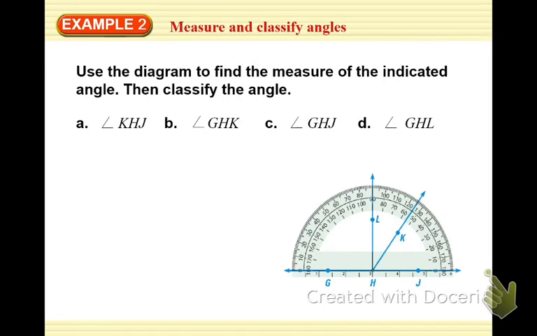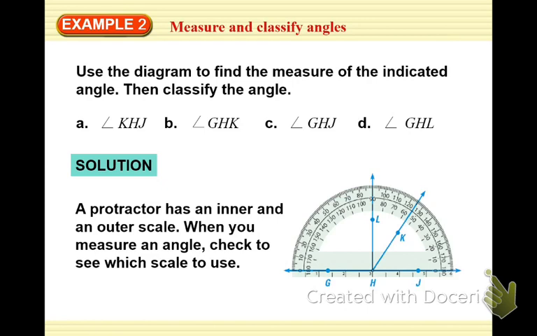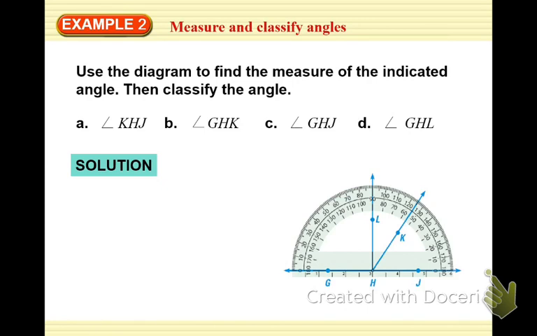The measure of KHJ, I think, was done for you, right? Looks like it was. So we should have gotten 55 degrees. We don't need to baby step this, do we? Okay, this guy should have been 55 degrees, and therefore is an acute angle, right? How about angle GHK?